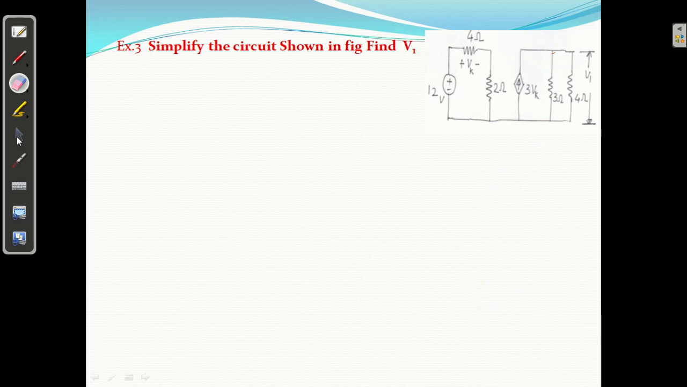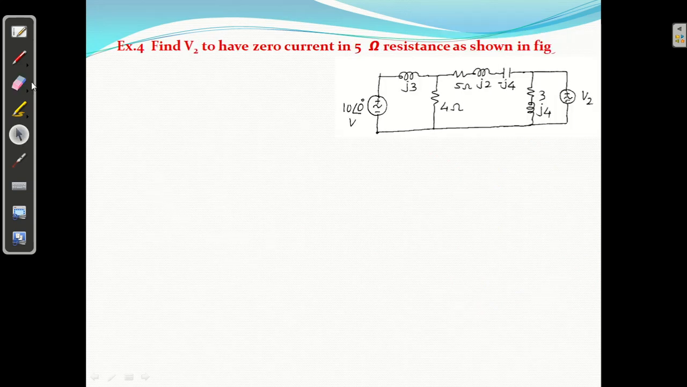Okay, next problem, question number 4, that is the last problem I am going to talk. Find V2 to have zero current in 5 ohm resistance. See here, we have to find V2, this voltage, to have zero current in 5 ohm. What is the current here? 0 ampere.